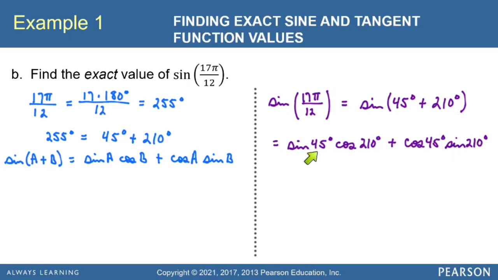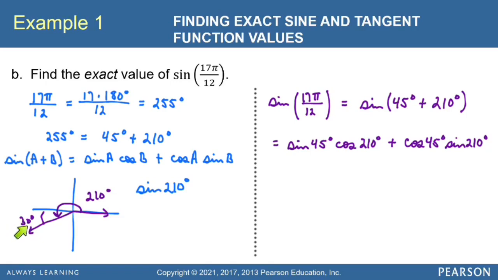And now we're going to substitute our known values in here. Now we know the sine and cosine of 45 degrees by heart, but what about the sine and cosine of 210 degrees? Let's come over here and jot down a diagram to help us figure that out. So we know 210 degrees would be in the third quadrant, and it would have a 30-degree reference angle. So the sine of 210 degrees is going to be negative sine of 30 degrees, so negative 1/2. And the cosine of 210 degrees is going to be the negative cosine of 30 degrees, so negative square root of 3 over 2. Now that we have that, we can go ahead with our substitution.